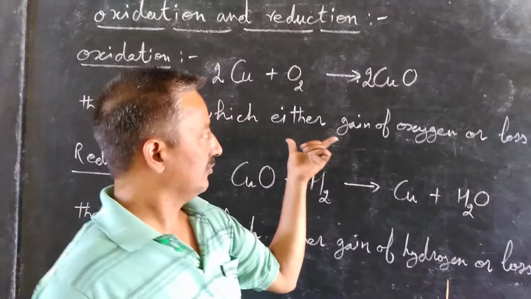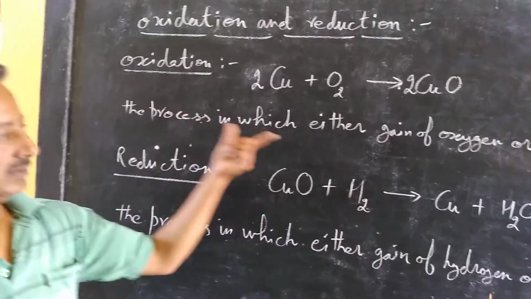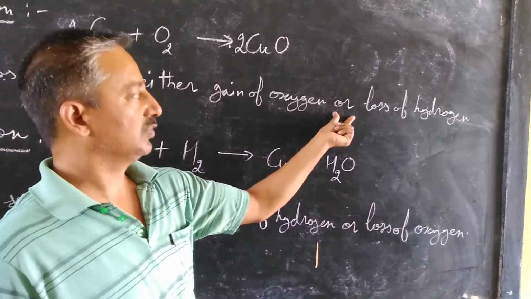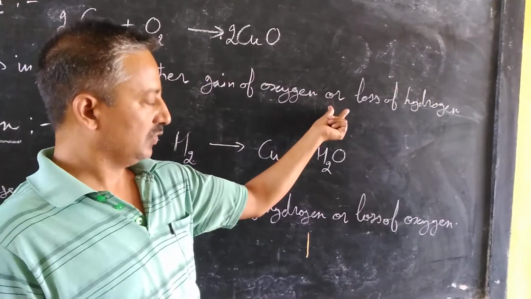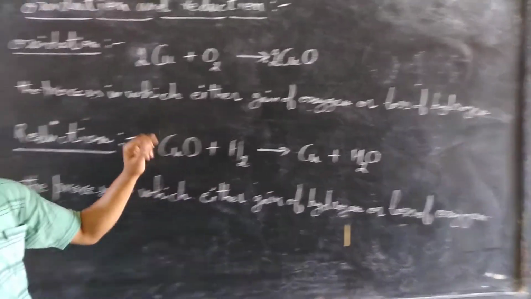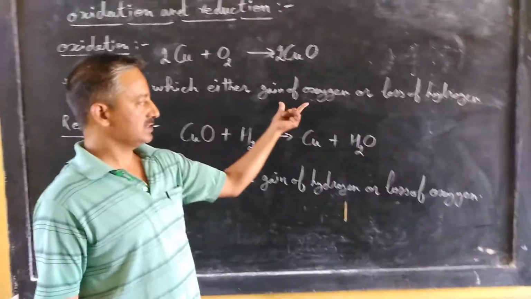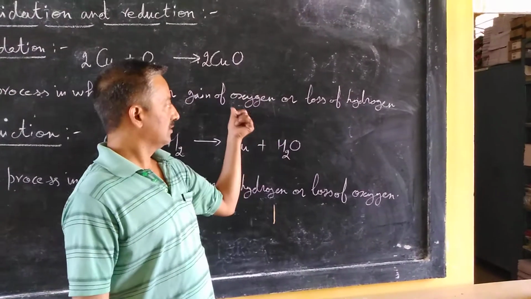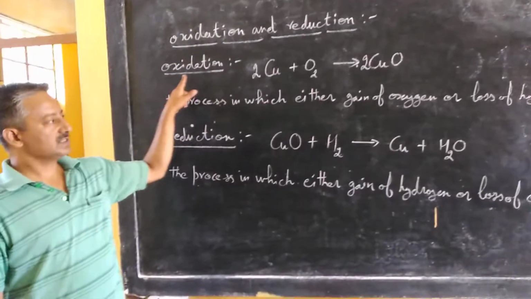So, one mistake which students normally make is that they write "and" in place of "or", but they have to write "or", not "and". "And" means both processes are occurring, whereas "or" means either this is occurring or this is occurring. So any reaction in which either gain of oxygen occurs or loss of hydrogen occurs, then out of these two, any one thing has happened, then we will say oxidation reaction has occurred.